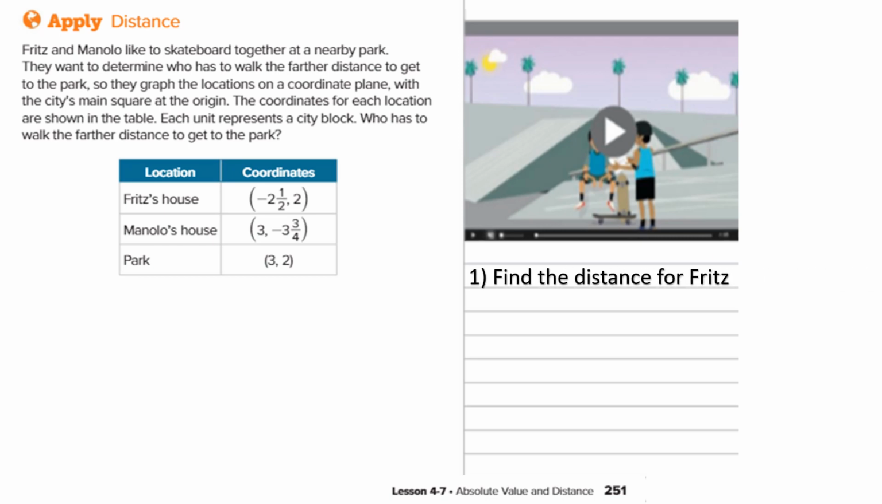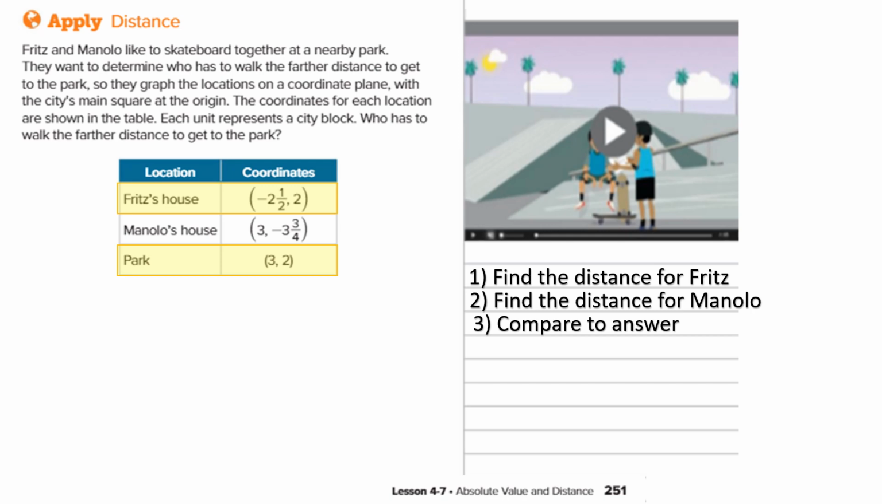So when we're looking at the park and two different people, we have to find the ordered pairs for two different people, do the calculations, and then we can compare them. So we're going to start with Fritz, right? We're going to use Fritz's coordinates with the park coordinates. Then I'm going to find the distance for Manolo. I'm going to use his coordinates and the park's coordinates, and then I can do my comparison between the two amounts to see who has to walk the furthest.